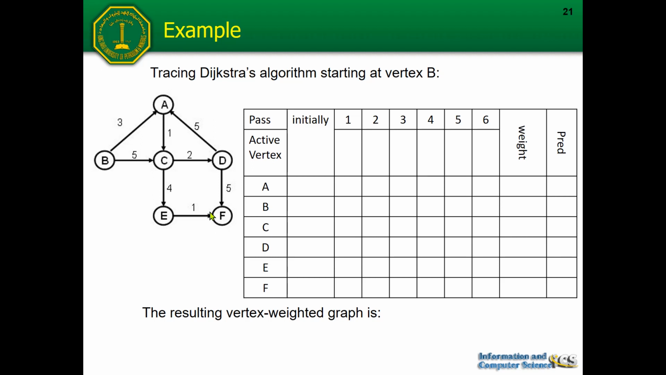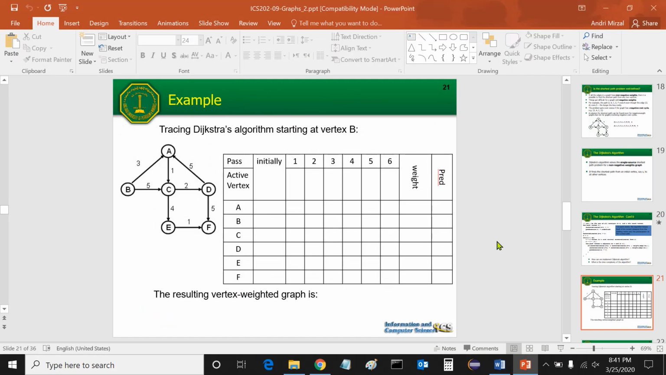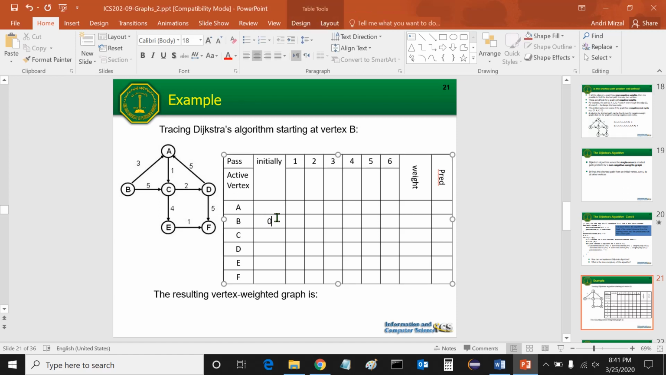Now we will just do a demonstration on how to solve the Dijkstra algorithm by using this table. Okay, now initially you can see that we start with the vertex B. Okay, we start with the vertex B. So initially, of course, B to B is 0. Okay, in B to B the weight is 0.